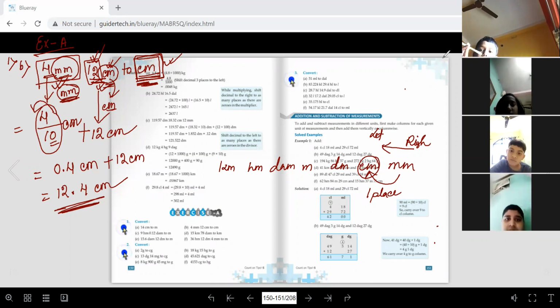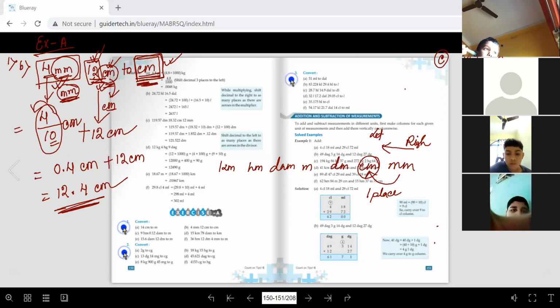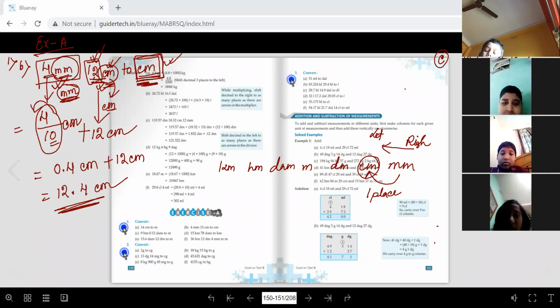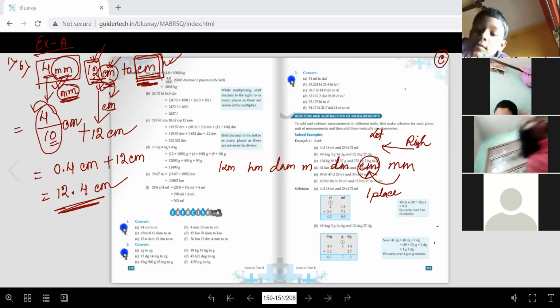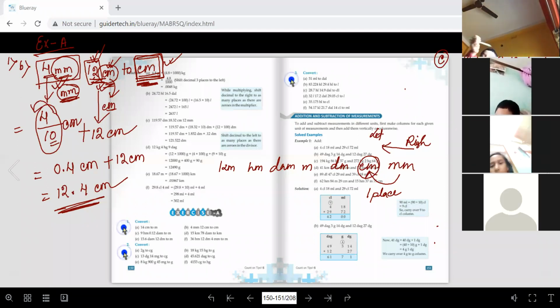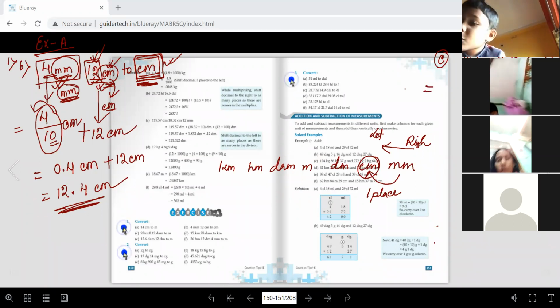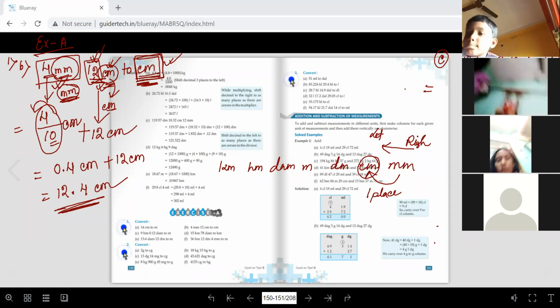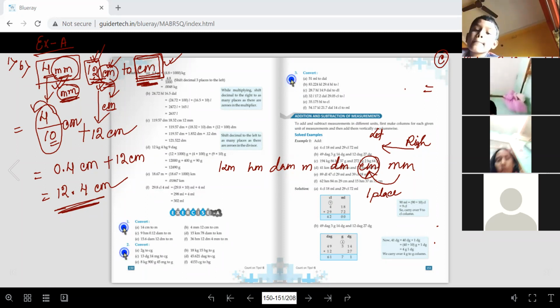Be careful. Now after B, number C. Look, it is given 9 hectometer, 0.12 decameter, 2 meter. Here, look, nothing is given in meter, na? We have to convert into meter, but none of these is given in meter. So we have to convert both of them into meter. Now 9 hectometer to meter first.